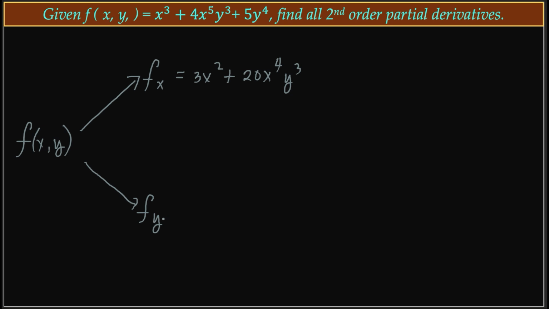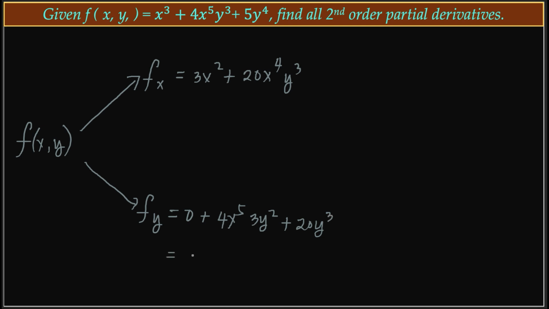And now here in f sub y, we will derive the given expression with respect to y, and the first expression is x cubed, so that will become 0 because that will be considered as a constant, and the derivative of a constant is 0. The second expression will be 4x raised to the 5th power y cubed, and with respect to y, we'll consider 4x raised to the 5th power as a constant, and then we'll multiply by the partial derivative with respect to y, which is 3y squared, plus the third term 5y raised to the 4th, the partial derivative of that will be 20y raised to the 3rd power.